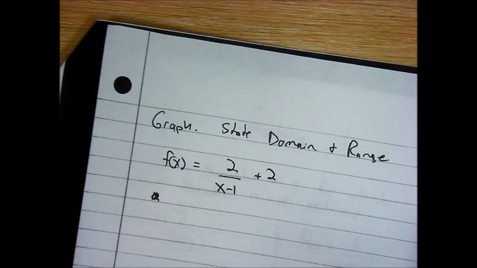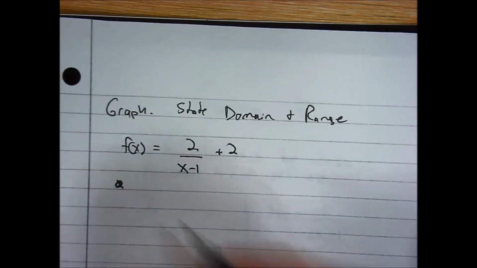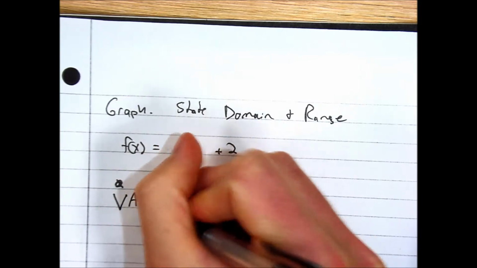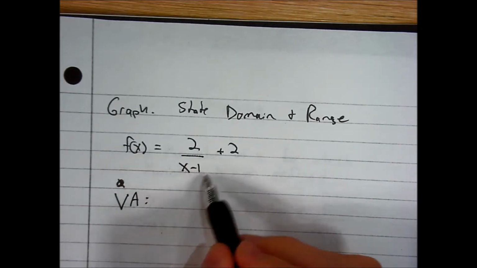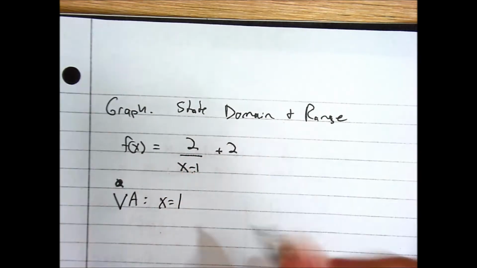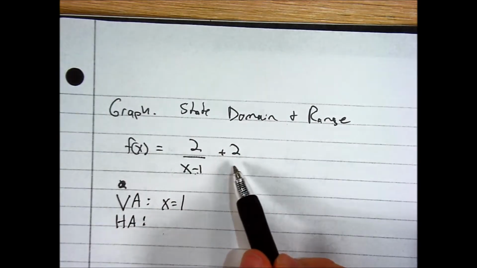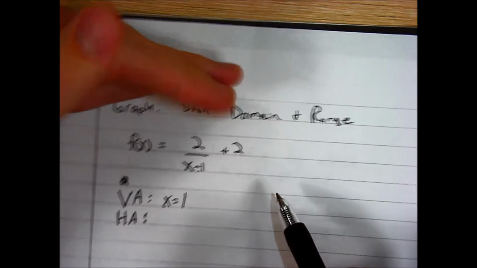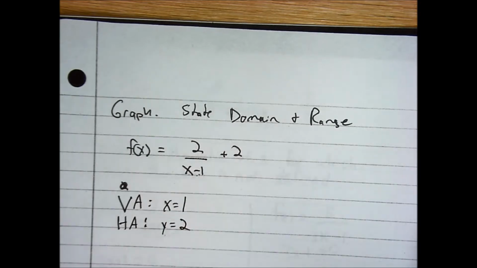Typical problem you would have on your homework. F of x equals 2 over x minus 1 plus 2. My vertical asymptote is going to be where my x domain restriction would be. What x value would give me an issue here? I cannot have x being 1, so my vertical asymptote will be at x equals 1. The horizontal asymptote is usually at 0, but we have a plus 2, so it's going to bump it up 2 spots. It'll be at y equals 2 instead of at y equals 0.